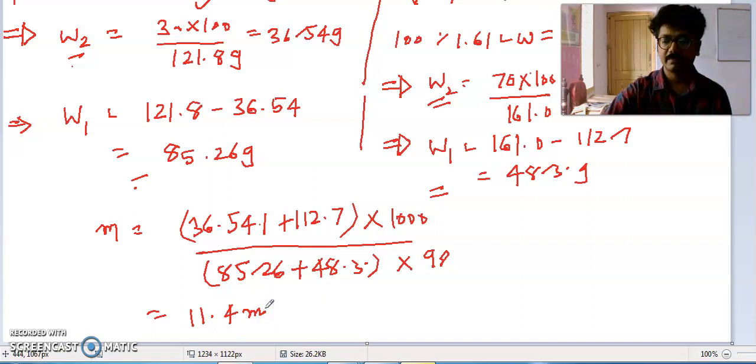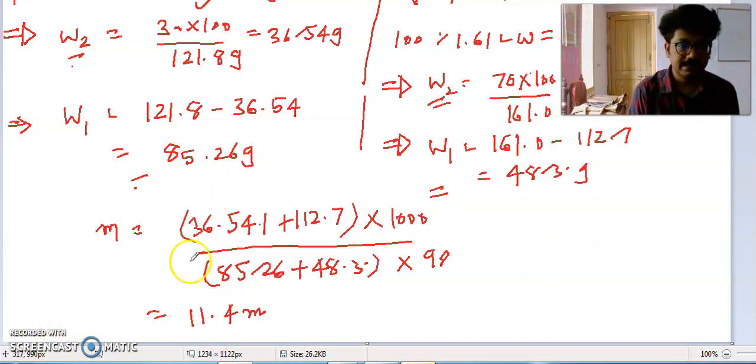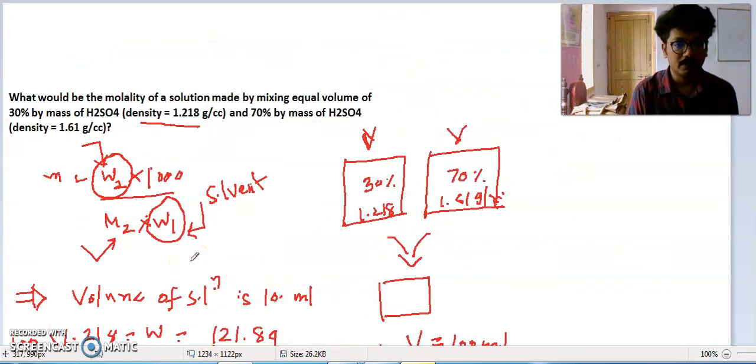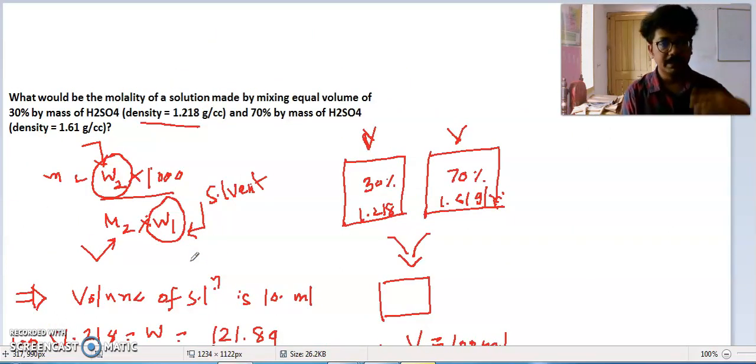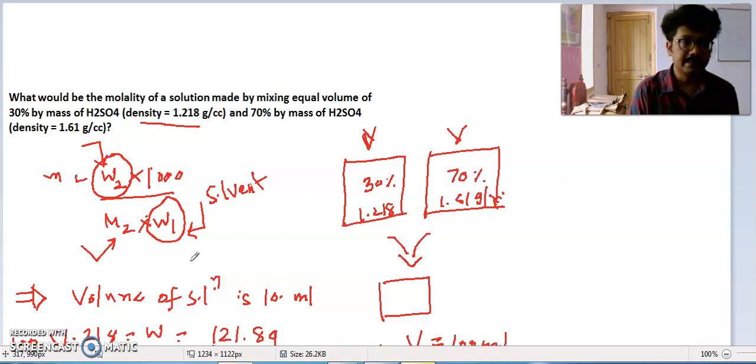So this is a little bit new, beyond the textbook level, as well as a little bit tricky, because generally students just take 30 gram in 100 gram and 70 gram in 100 gram. But that is not true, because the density is not even 1. The density is 1.21 and 1.61.